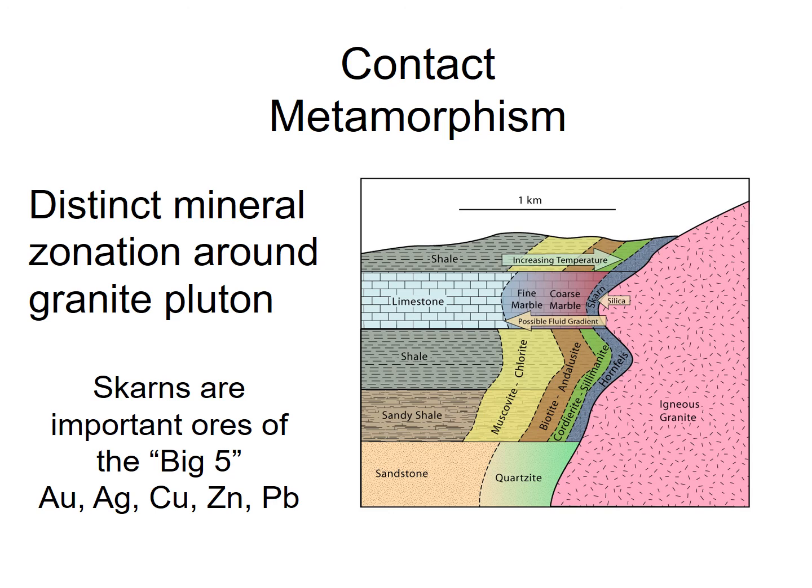Skarns are examples of contact metamorphism. In this case, igneous intrusion into carbonate rocks. The carbonate rocks get metamorphosed due to the temperature of the igneous intrusion. So you're going to see a lot of gem quality deposits after this intrusion of igneous melts into this carbonate environment.